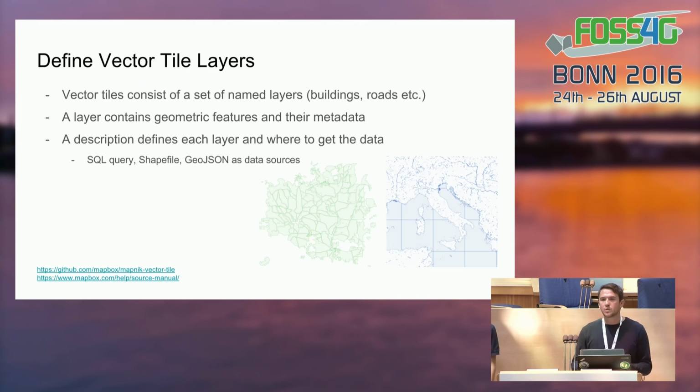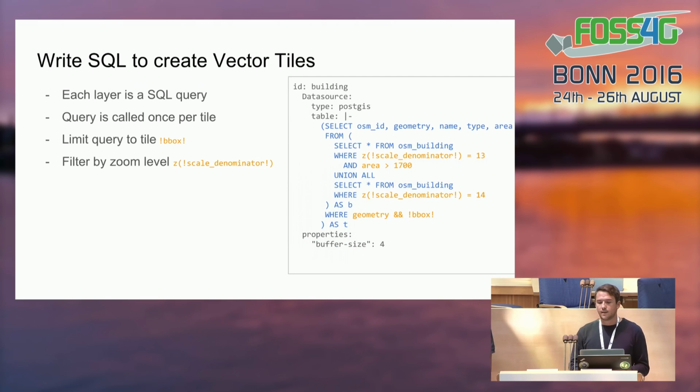So a description is used to define all of this layer and where to get this data from. In our case, this is an SQL query which queries our Postgres database, but this could also be a shapefile or a GeoJSON file. So here we can see in an example on the right-hand side, again, we have this description of the layer for the building layer and the corresponding SQL query.